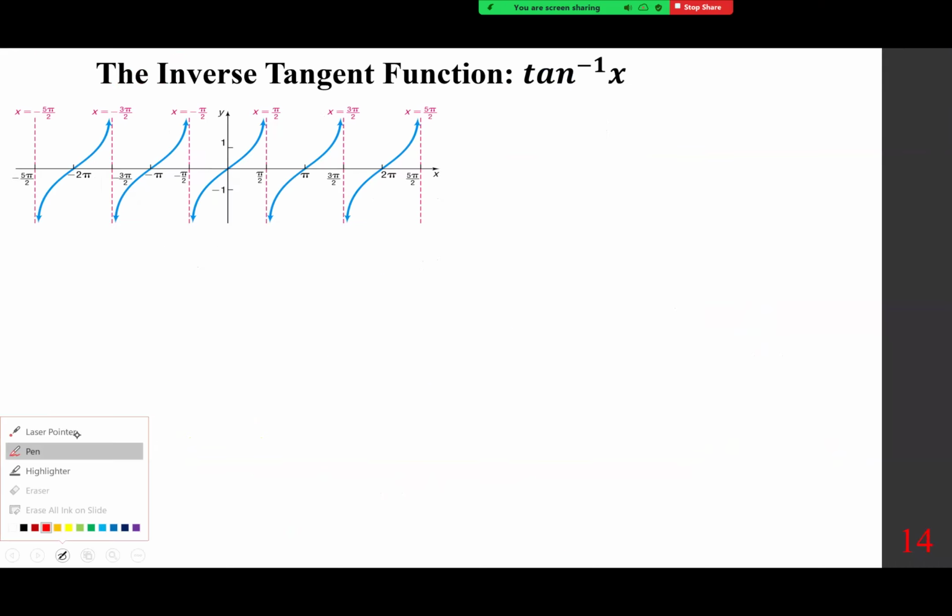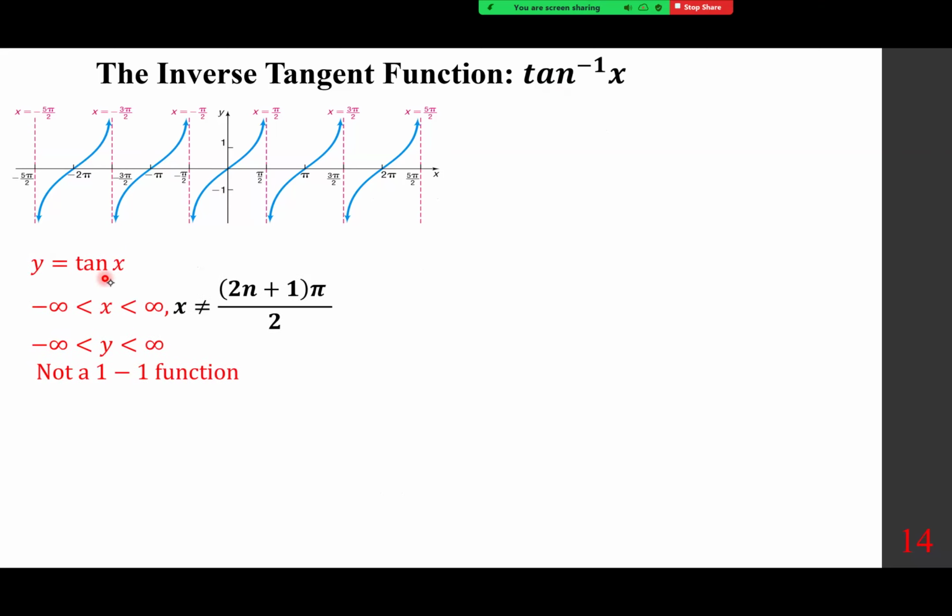Let's look at tangent. Just like sine and cosine, it's a periodic function. It fails the horizontal line test. It is not a one-to-one function. So y equals tan x. Domain is all real numbers. X can't be (2n plus 1) times pi over 2. Remember that? Those become the vertical asymptotes. Y has no restrictions, all real numbers, and it's not a one-to-one function.